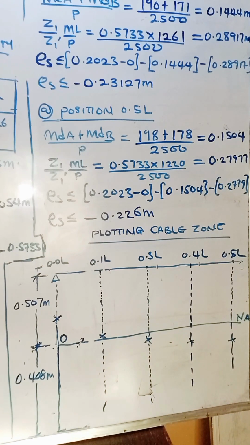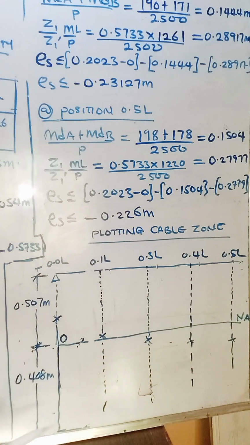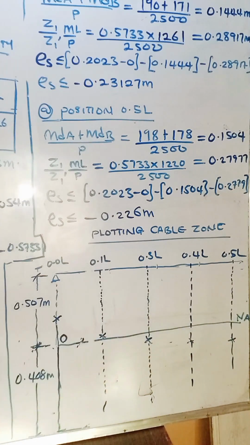At 0.5 L, we have the eccentricity to be 0.226, approximately about 0.3 also. So it's almost like a straight line, but we just have it as that. Okay. So once you have plotted these points, this is the upper limit I just plotted.